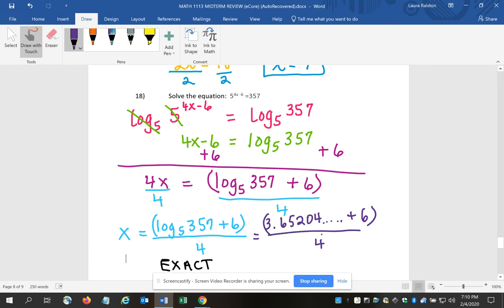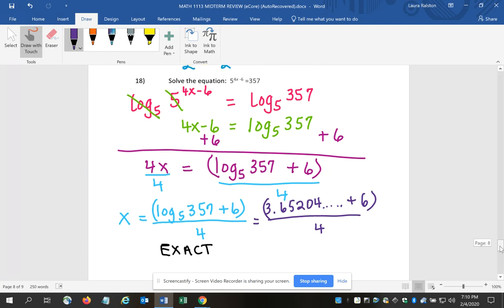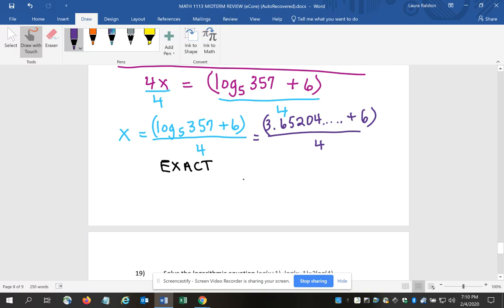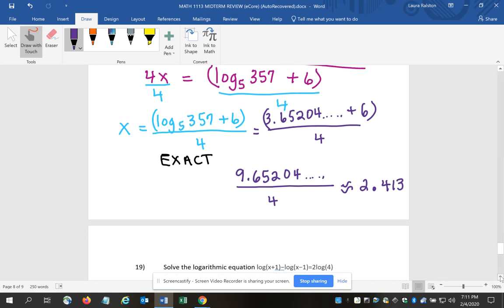So I'm going to add 6, which gives me 9.6520, all of that divided by 4, which is approximately 2.413. And again, you'll have to pay attention. How many decimal places do they want you to round to, and that sort of thing. And you round following the basic guidelines. 5 or higher, you round up. 4 or less, you just round down or leave it alone. And that gives you the decimal approximation.